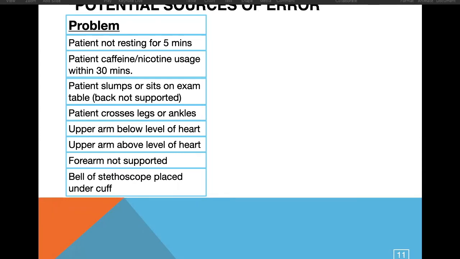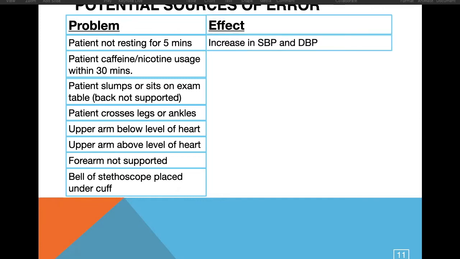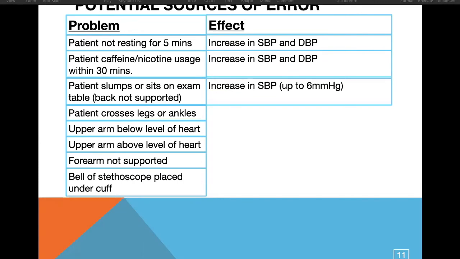So our patient not resting for 5 minutes tends to cause an increase in both our systolic and our diastolic pressures. If they've just had a bunch of coffee or smoked a cigarette, it does the same. It tends to increase the systolic and diastolic pressures. If the patient is supporting their own weight or slumped over, it tends to cause an increase in their systolic, up to 6 millimeters of mercury. So maybe their actual systolic pressure is 120, but you measure it as 126.